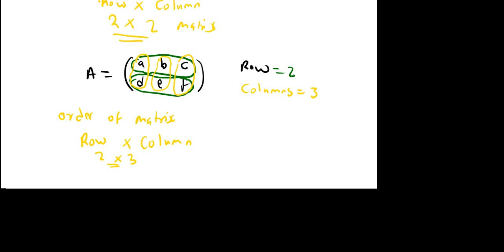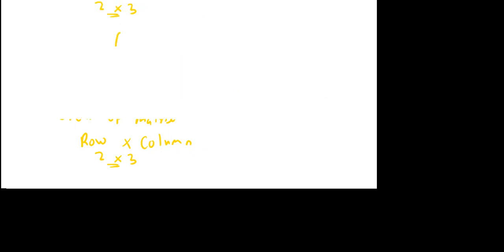Without wasting much of your time, let's now find out how you can handle the determinant, because we have figured out how to find the row, the column, and the order of a matrix. So now let's see how the determinant looks. Determinant.